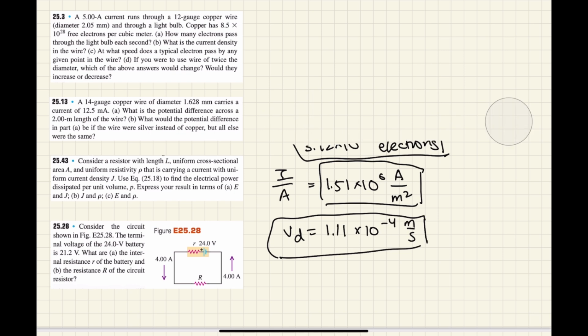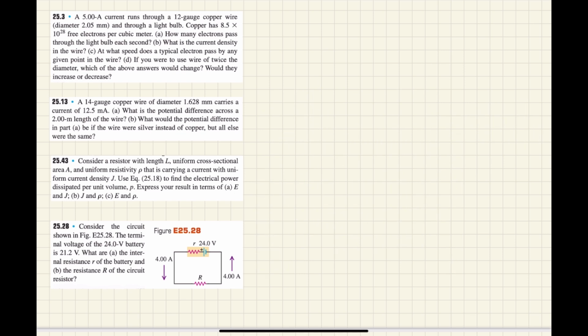All right. Question number 2. We've got a very similar format where we got a 14 gauge copper wire of a given diameter and given current. We're given a length, and we're asking for the potential difference.